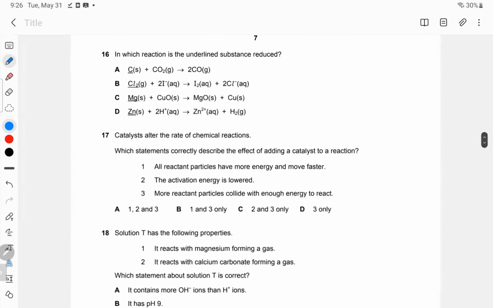Question number 16. In which reaction is the underlined substance reduced? Okay, now I want all of you to attempt this and let me know which is the correct answer. Yes, who is going to tell me? Sir, B. Okay. Any other option, if anybody guesses any other option?